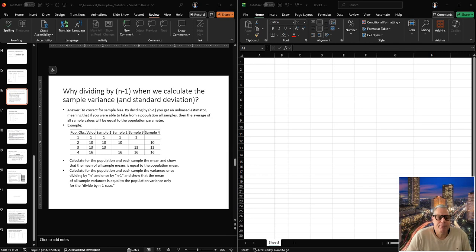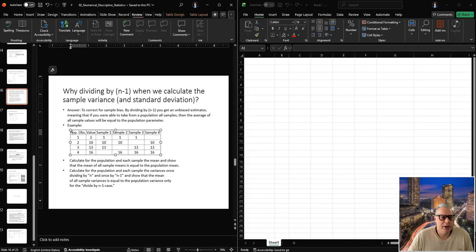An unbiased estimator is one where, if you were able to take from a population all possible samples, the average of all sample statistics will be equal to the population parameter. There are at least two unbiased estimators that you already know. One is the mean, and the other one that I will introduce to you now is the sample variance when we divide by n-1. But let's illustrate what that means.